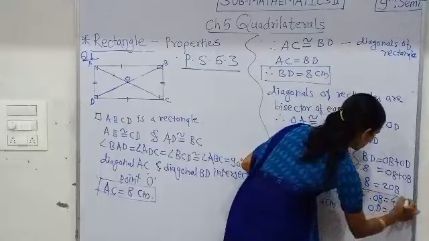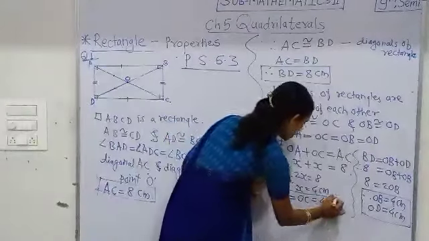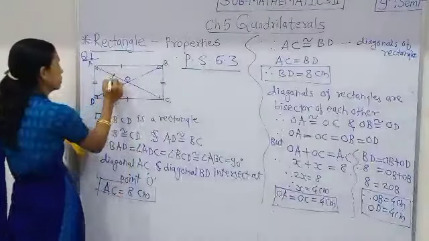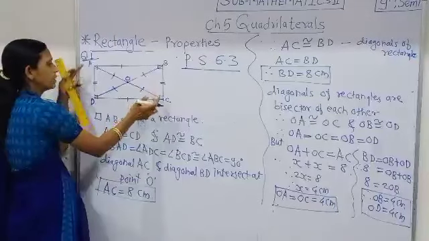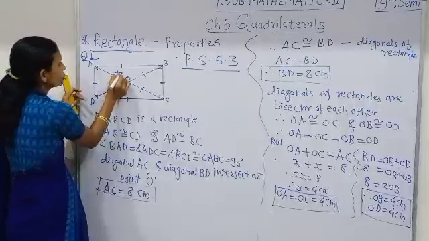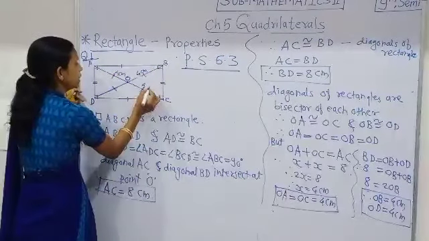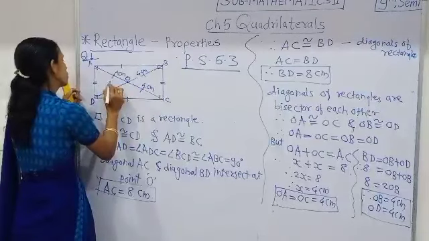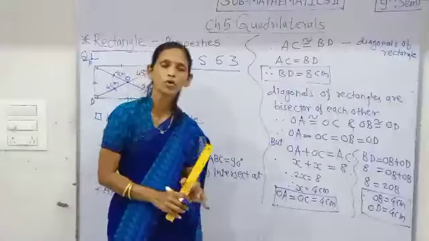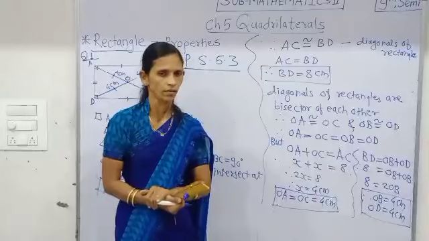That means we can prove that OA, OC, OB and OD all are congruent, and as AC is 8 centimeter, therefore OA is 4 centimeter, OB is 4 centimeter, OC is 4 centimeter, as well as OD is 4 centimeter. That is about the properties related with the rectangle.